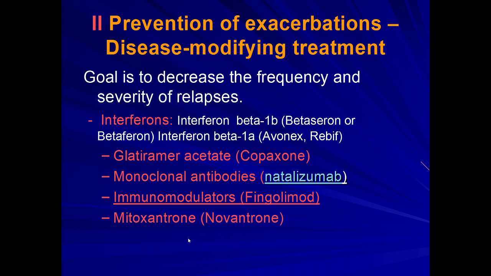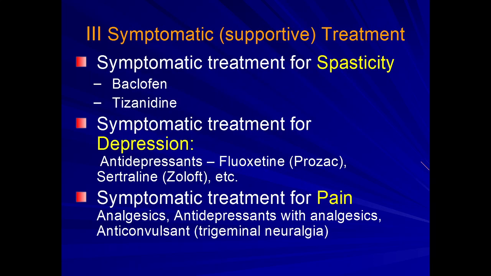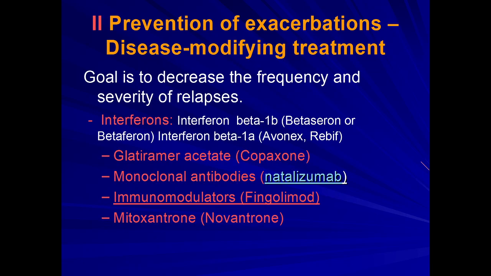And mitoxantrone is the last line, the third line therapy. If there is no effect from the previous therapies, it's cytostatics. And symptomatic or supportive treatment, which includes, for example, treatment of spasticity by antispastic drugs, baclofen. Symptomatic treatment of depression, antidepressants, treatment of pain with analgesics, or if it is trigeminal neuralgia, then anticonvulsants.